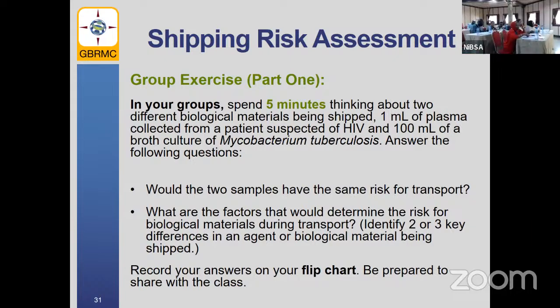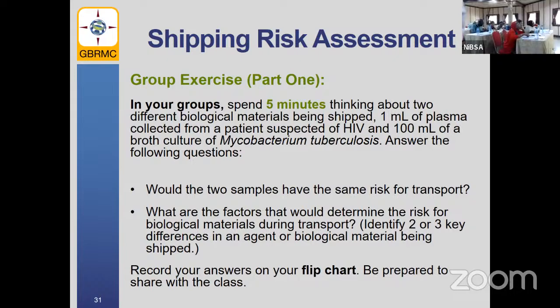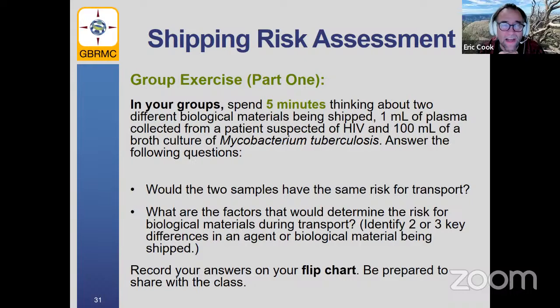Yeah, that's right. The risk is very different. If you were to break one of those, which one would you least want to break? Which has the most risk? Which of those two shipments has the greatest risk, do you think? The TB, right? That's going to have the greatest risk. So think about a shipment like that.